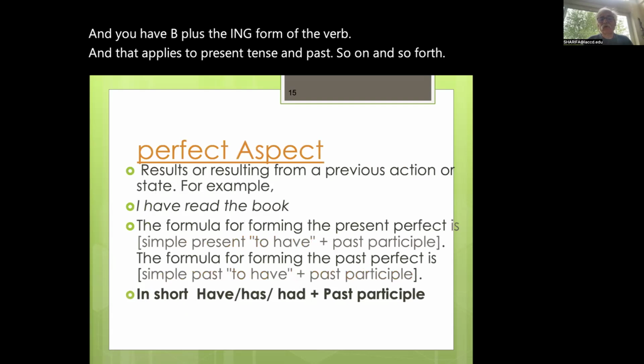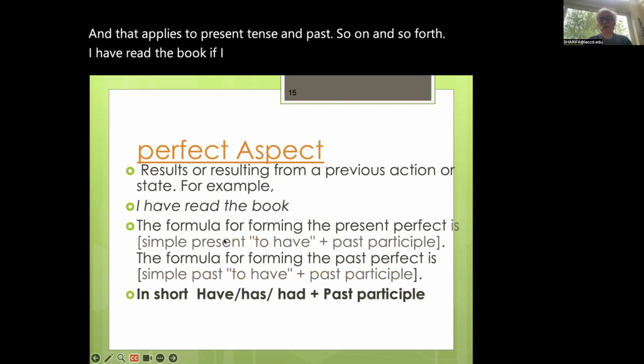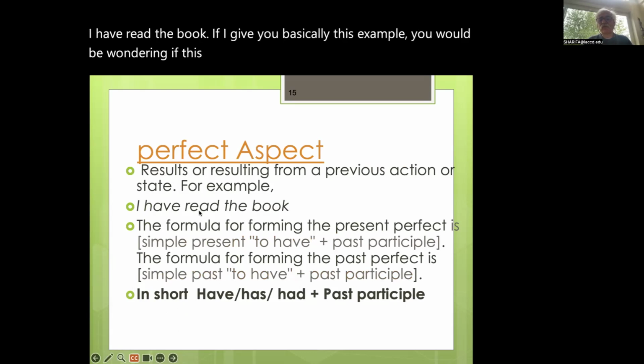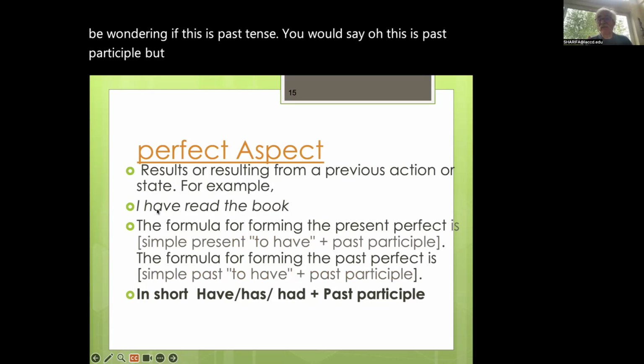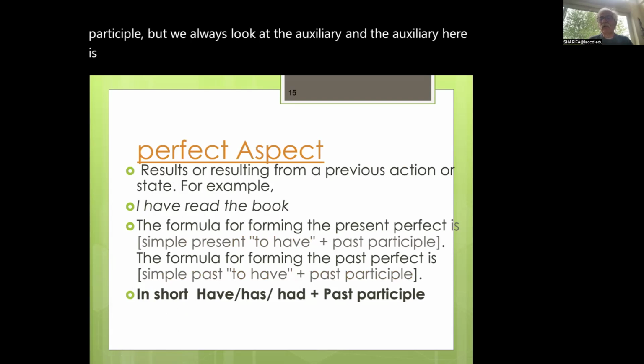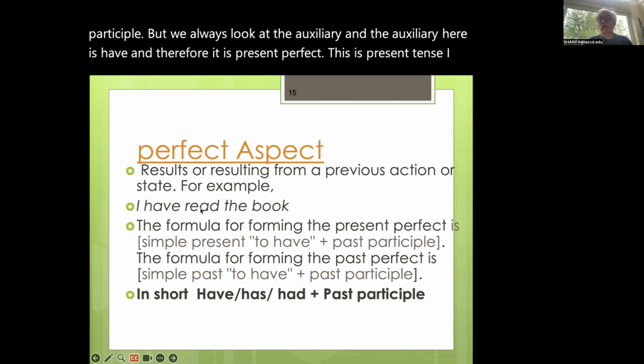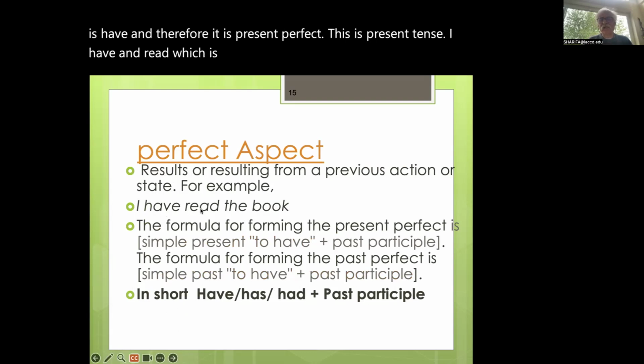I have read the book. If I give you this example, you would be wondering if this is past tense. You would say, oh, this is past participle. But we always look at the auxiliary, and the auxiliary here is have, and therefore it is present perfect. This is present tense. I have and read, which is the so-called past participle. So this is present tense.